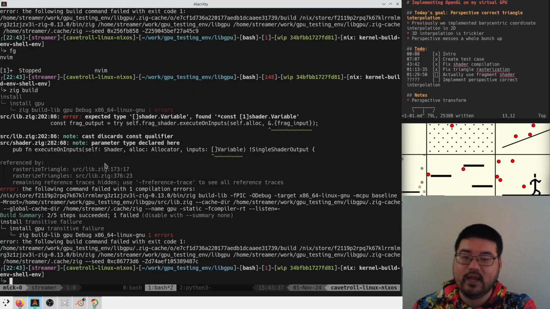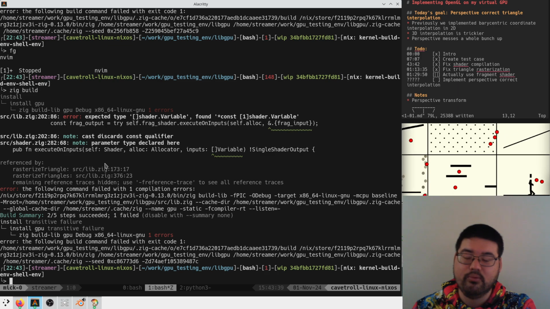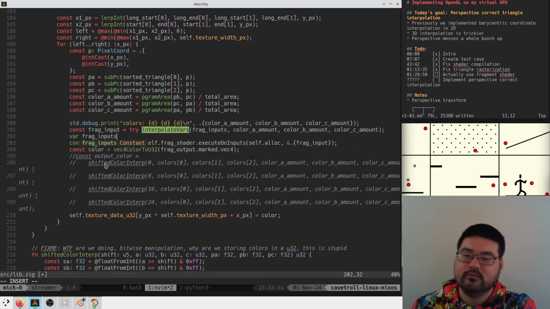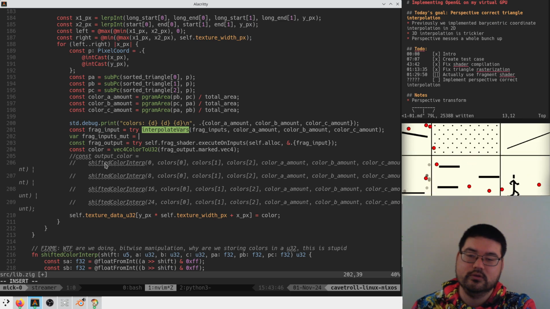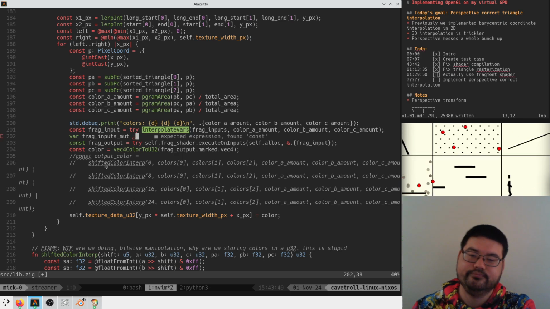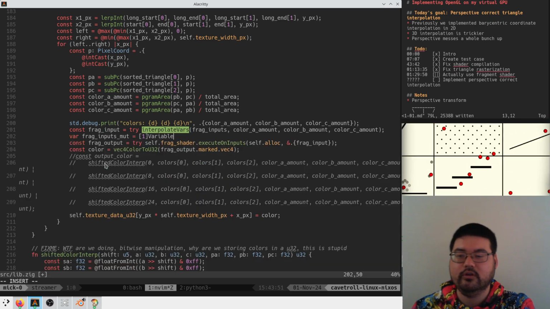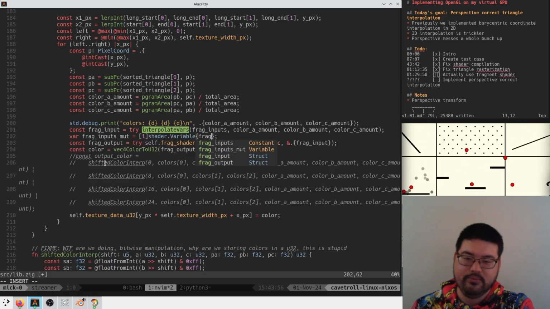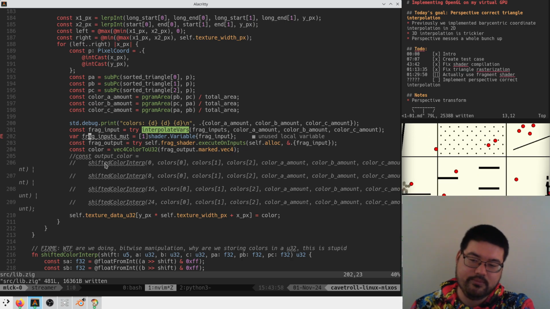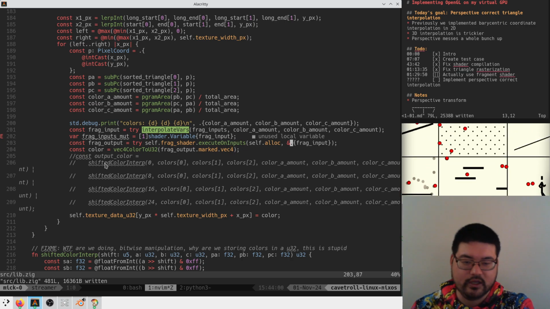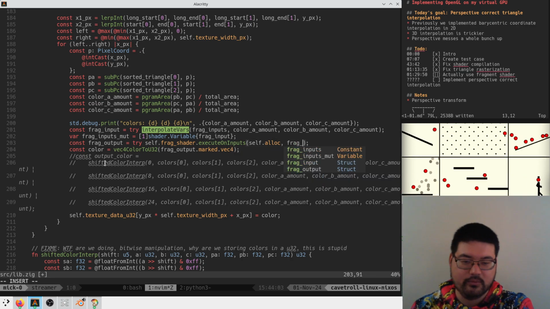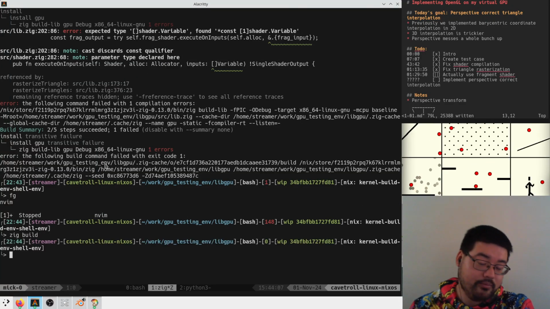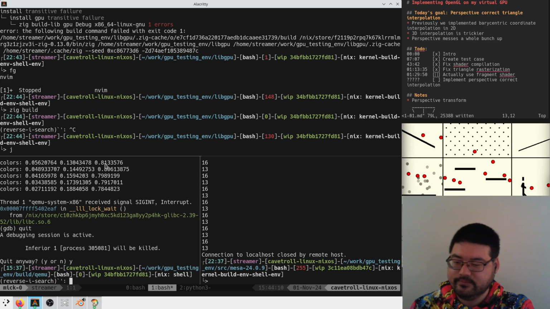Okay, and then it's mad here because I am using a pointer to a constant. So we need to do frag inputs mute is equal to, I don't know, one variable. The types here are all wrong because we're in this fucked up prototype mode, so excuse the nonsensical variable types here. We'll figure it out later. That compiles. That's huge for us.